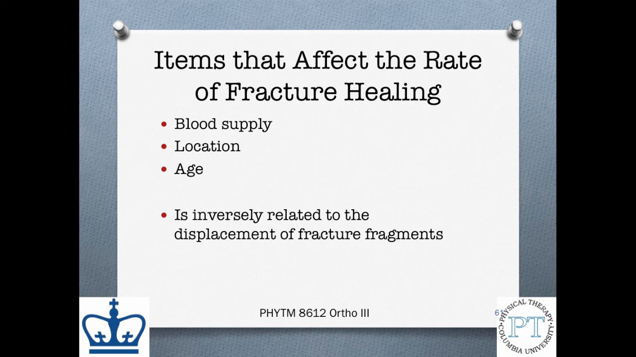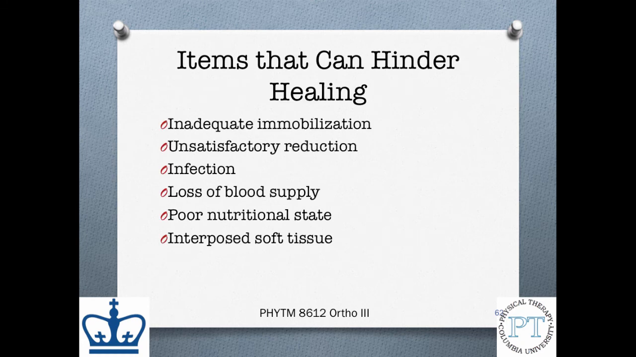And just in terms of age, fractures heal faster in the young because their periosteum is thicker and stronger and more osteogenic. Location: cancellous bone generally heals faster because it has a rich blood supply. And certainly, in general, the blood supply, the vascularity of the bone and the surrounding tissue will have influence.